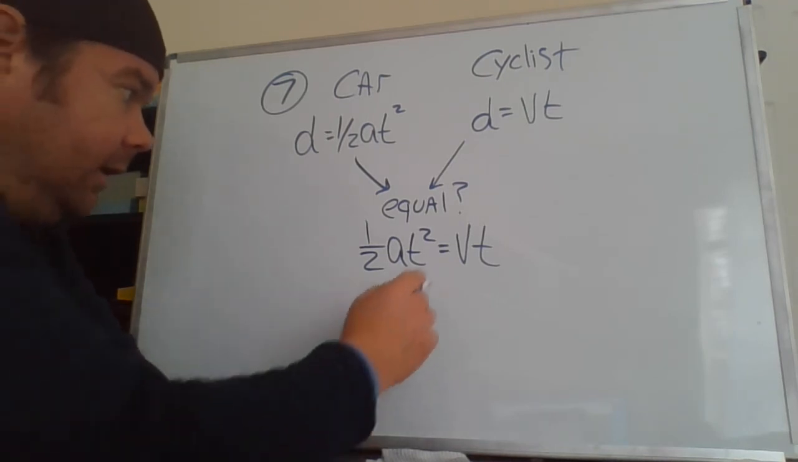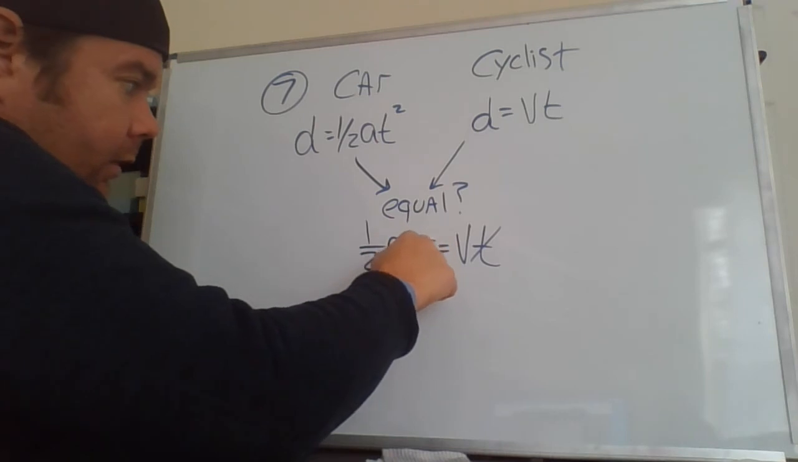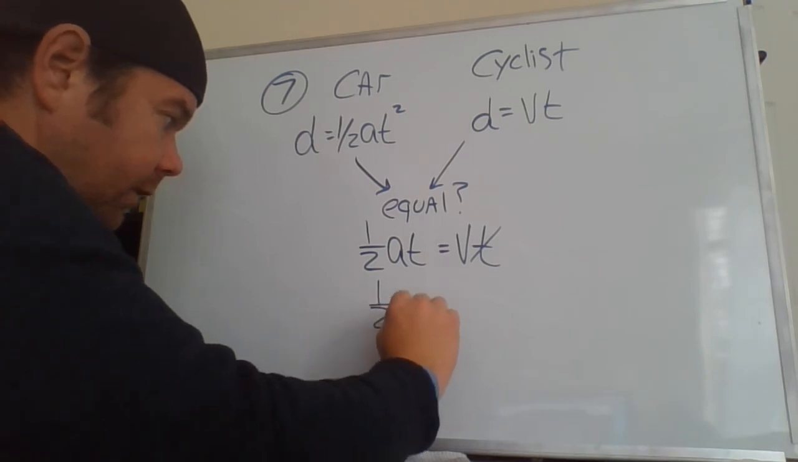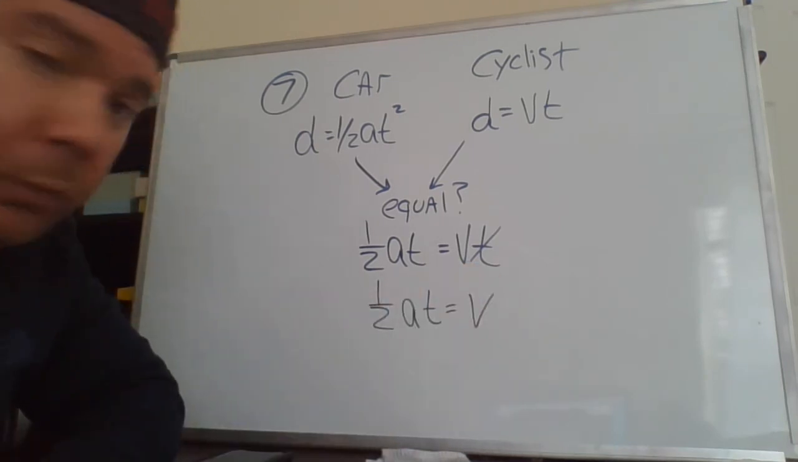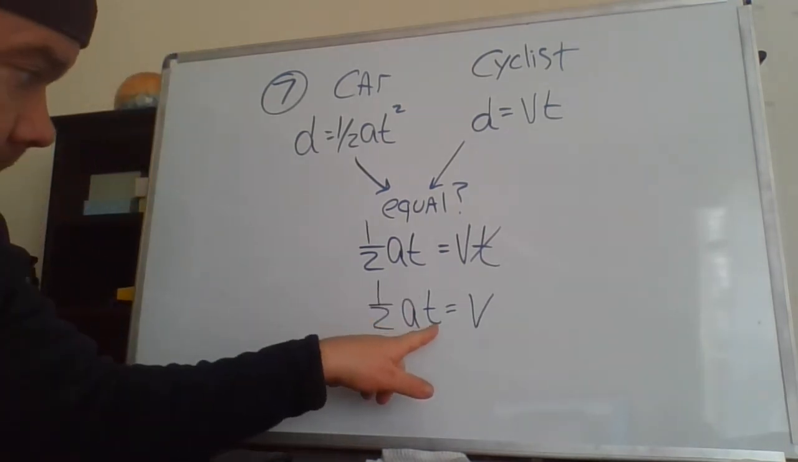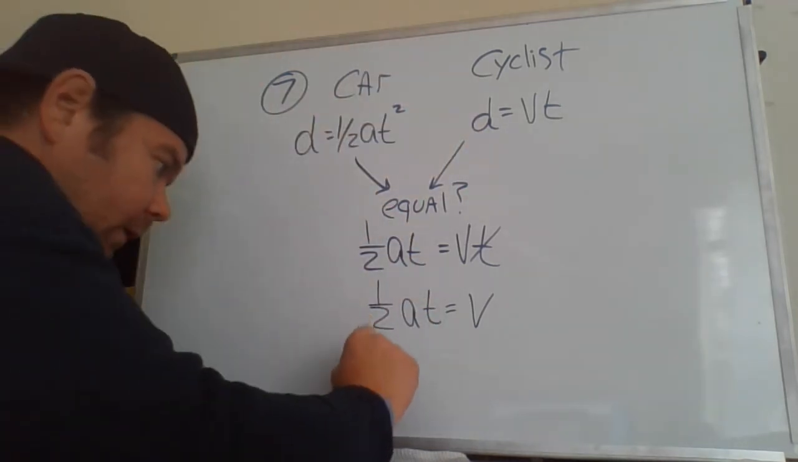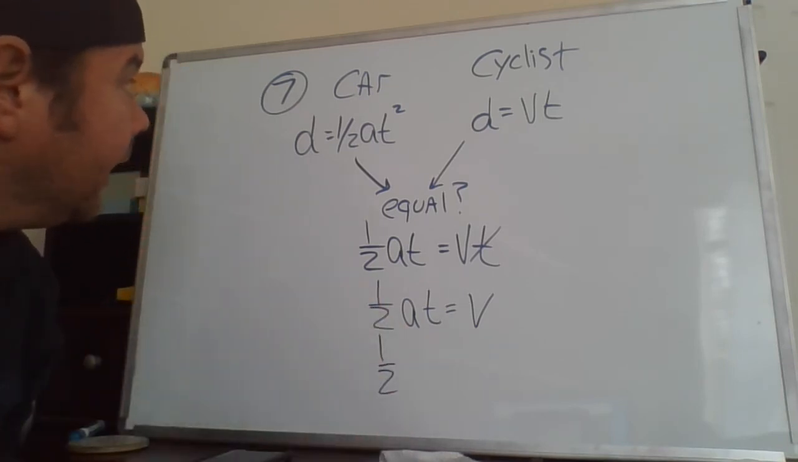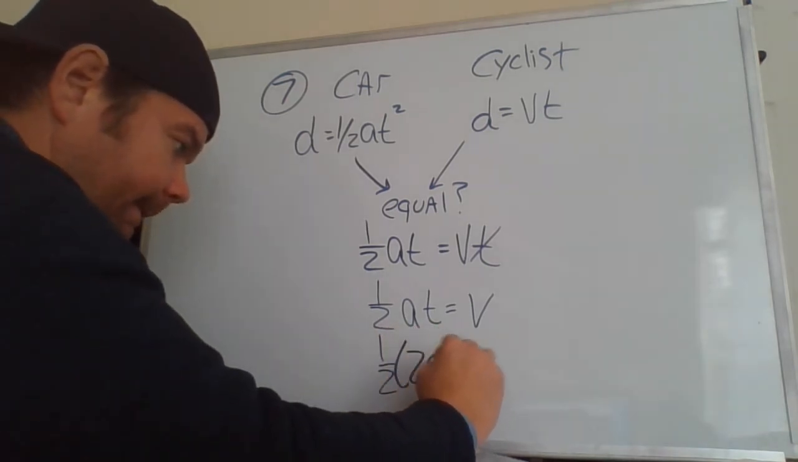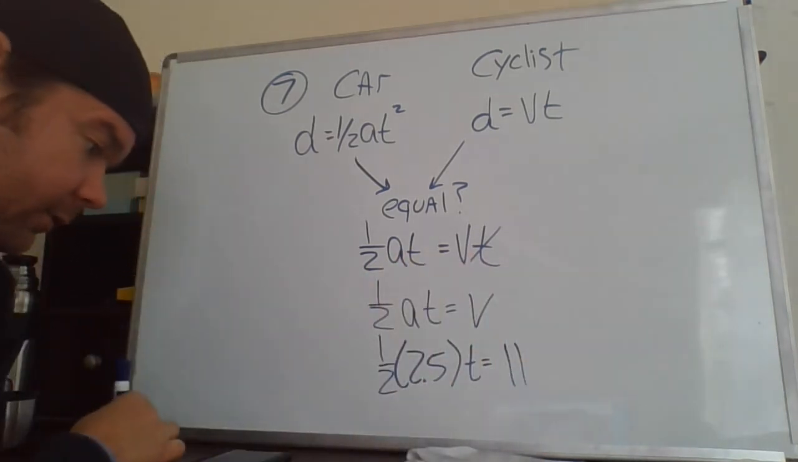And what's really nice about this is since there's a t on both sides, this t here will cancel with one of those t's there. And so really this becomes just 1/2 a t equals v. All right, and I think if we solve this, we can figure out the t, which will allow us to figure out the d, and then we've got everything we need for number 7. So let's plug those numbers in. 1/2 a, what was a? Oh, 2.5 times t is equal to 11, which is the constant velocity of the cyclist.